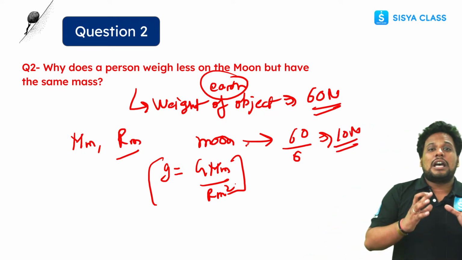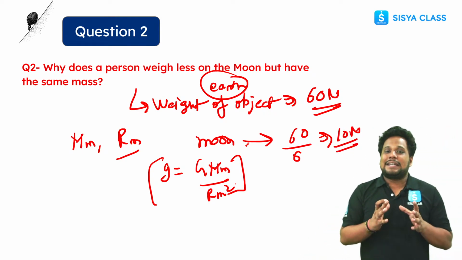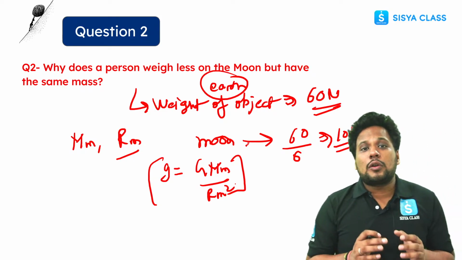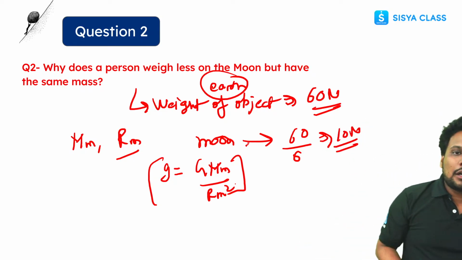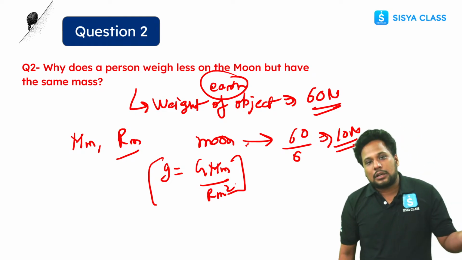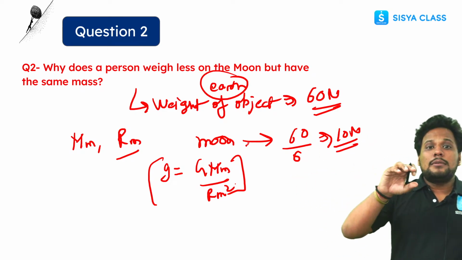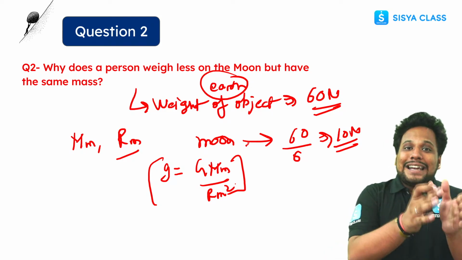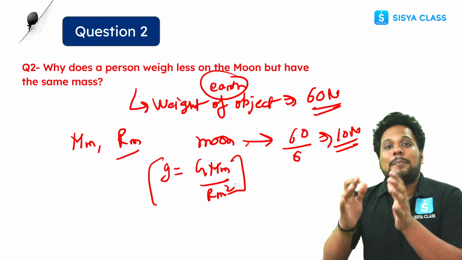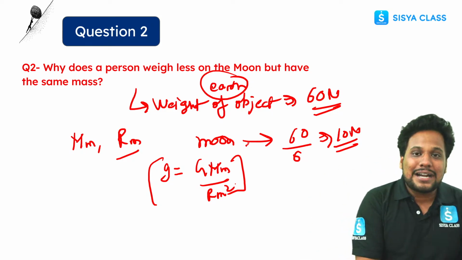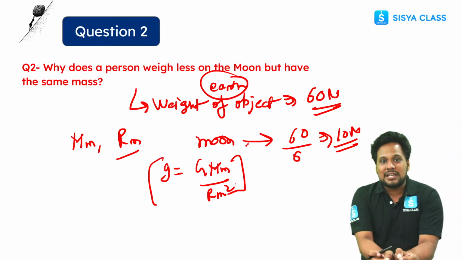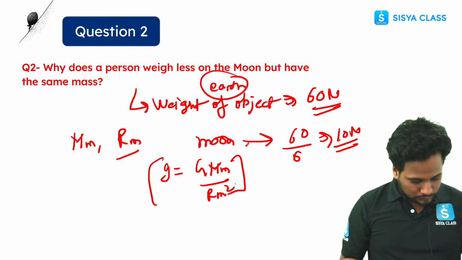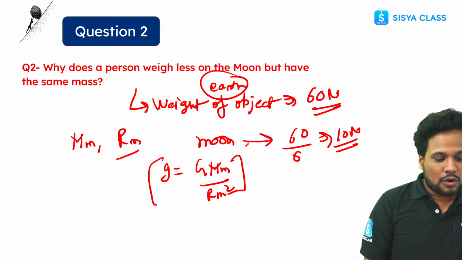But why doesn't the mass change? Because the amount of matter present in any object is what we call mass, and the amount of matter is not going to change, right? If you go to Jupiter, Saturn or Uranus, the mass is not going to change. Why? Because the amount of matter is not going to change, but the mass and radius of the planet are going to change, and because of that the acceleration due to gravity is going to change, and because of that weight is going to change. This is clear? Yes? Any doubt in this?